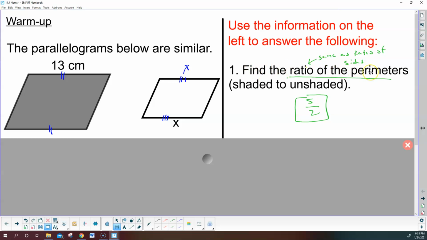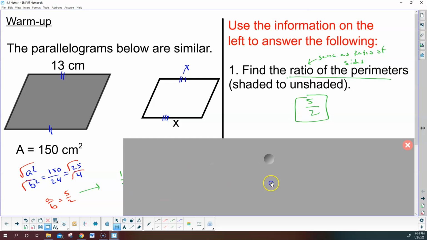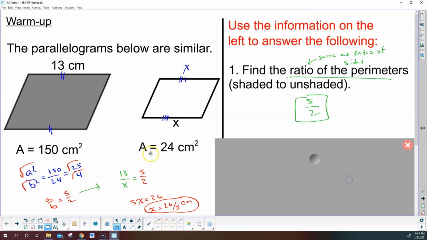Find the ratio of the perimeters. Well, the ratio of the perimeters is the same as the ratio of the sides. So if I can find x, then I know the side lengths. And I already did that work down here. So here's what they do.